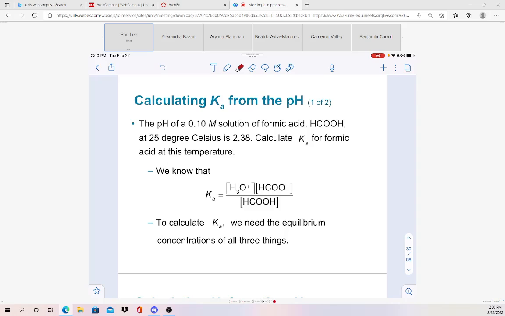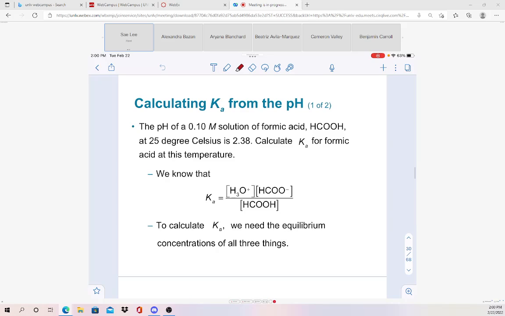Okay, so now let's do a calculation of Ka, the equilibrium constant of acid, from the pH value. I'm going to read the question. The pH of a 0.10 molar solution of formic acid at 25 degrees Celsius is 2.38. Calculate the Ka for formic acid at this temperature.